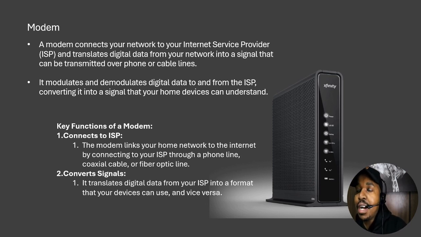And the key functions of a modem are connecting to your internet service provider and also converting signal. So the modem links your home network to the internet by connecting to your ISP through a phone line, coaxial cable, or fiber optic line. And by means of converting the signal, it actually translates the digital data from your ISP into a format that your devices can use, and vice versa.